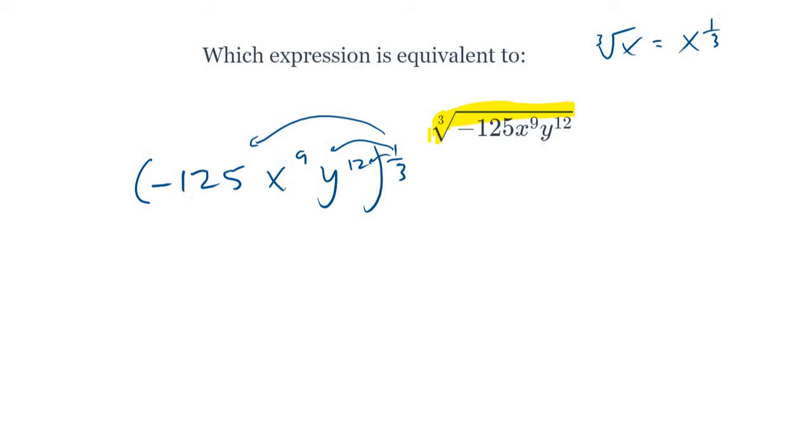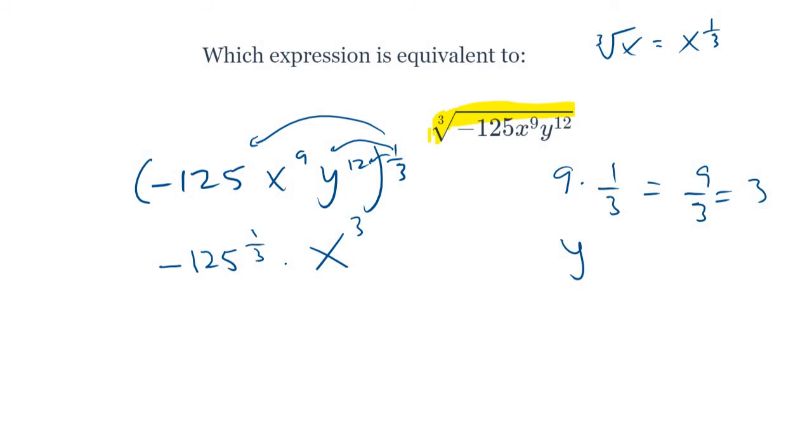So negative 125 to the power of 1/3, x to the 9th: 9 times 1/3 is 9 over 3, which is 3. And then y to the 12th times 1/3: 12 times 1/3 is 12 over 3, which is 4. So y to the 4th.